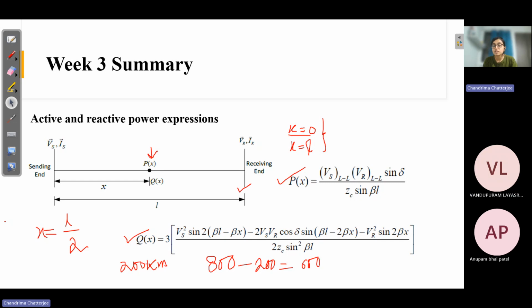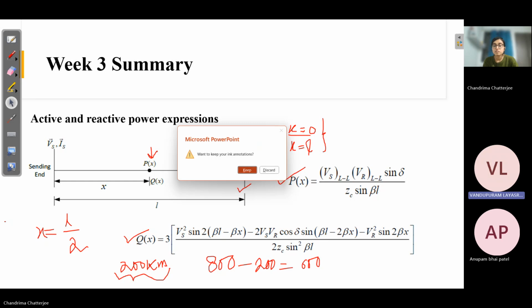They may say in the question that the point is 200 kilometer from the receiving end, find out the reactive power. Then you can't directly take x equal to 200. You will have to subtract from 800, because if it is 200 kilometer from the receiving end, then it is 600 kilometer from the sending end. This type of trick they can give in questions, just for a silly mistake you may make, but otherwise you should get the exact answer if you put the value of x here.